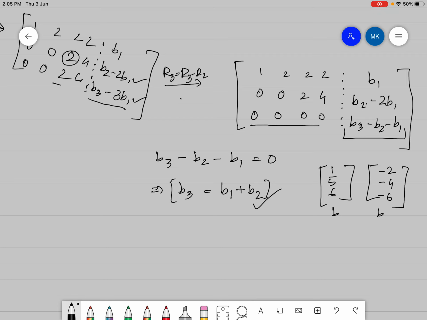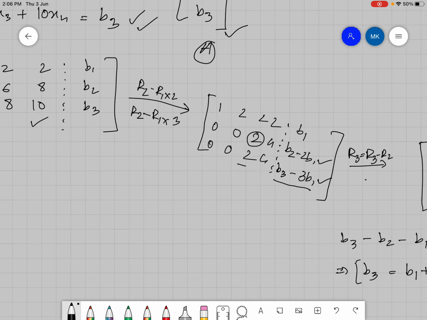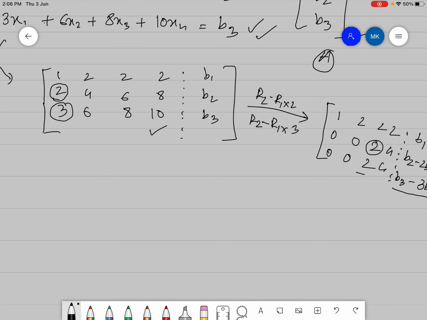So basically the summary is Ax equals b will be solvable when b is in the column space of A. If a combination of rows of A gives you a 0 row, just like this, the third row is basically the combination of row 1 and row 2, right?